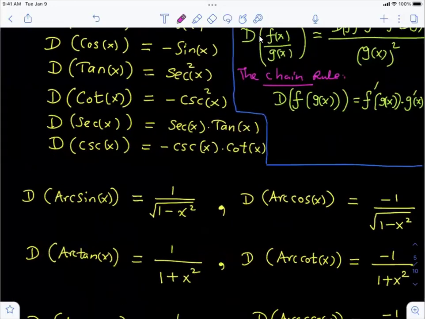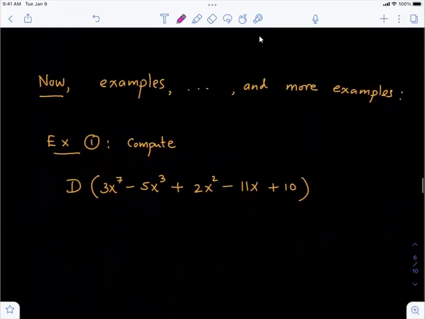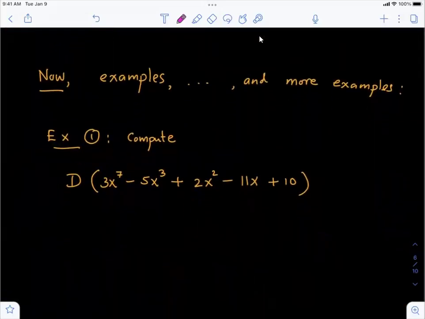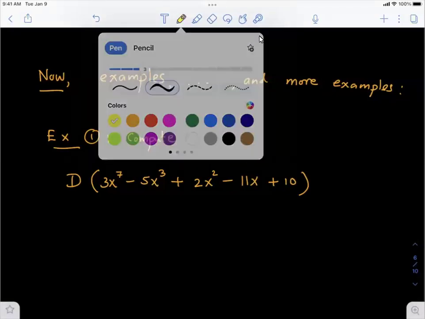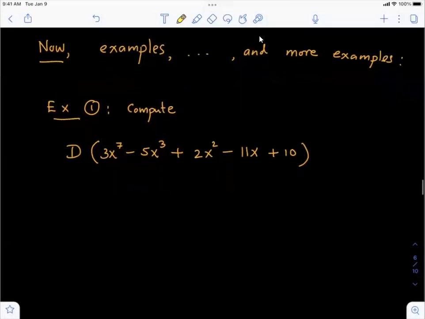All right. So let's play with a few examples. Now, examples and more examples. Our entire module is going to be based on derivative computations. So we're not going to see any applications at this point. We're going to just play with derivatives. Just compute, compute, compute. Now let me start with this. A simple example, a computation of the derivative.